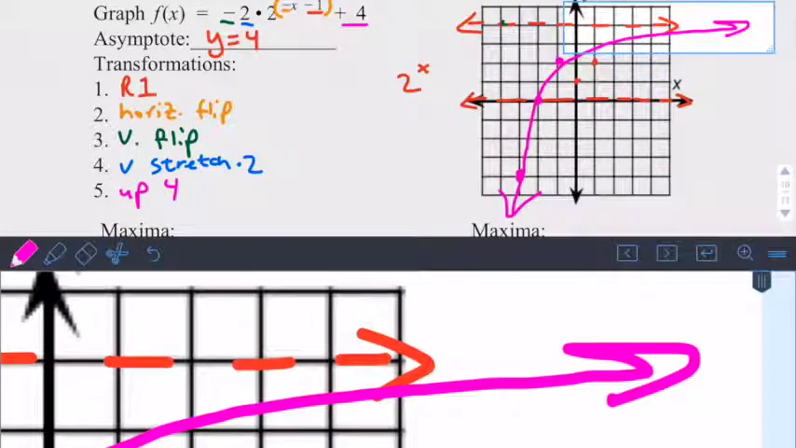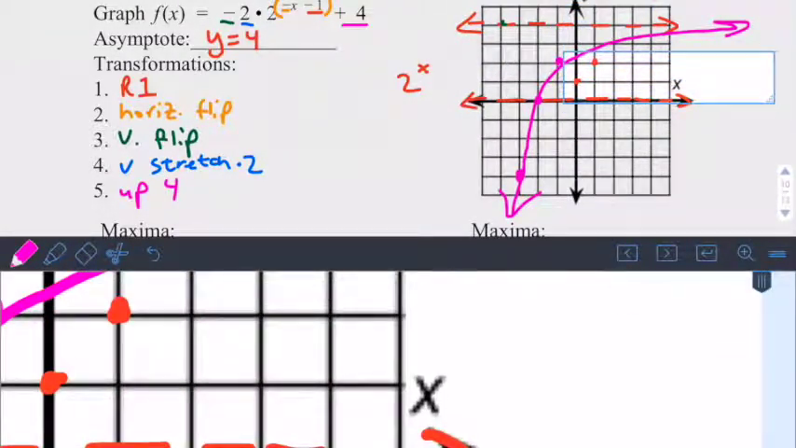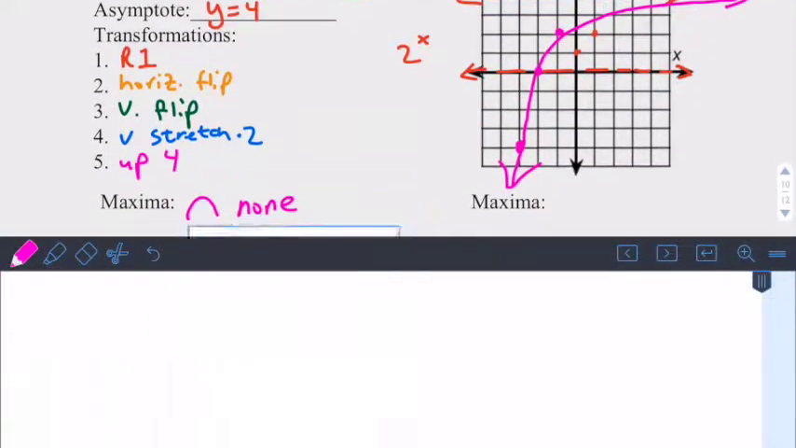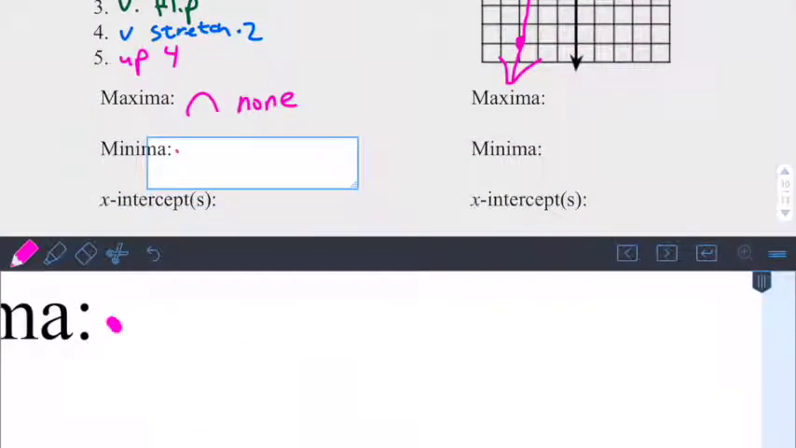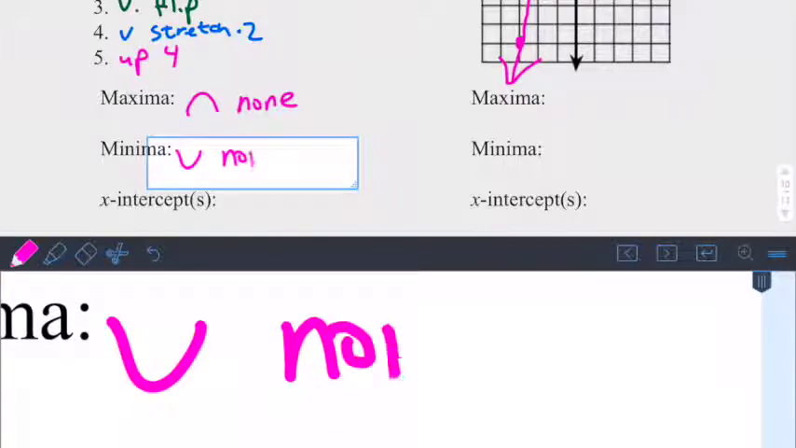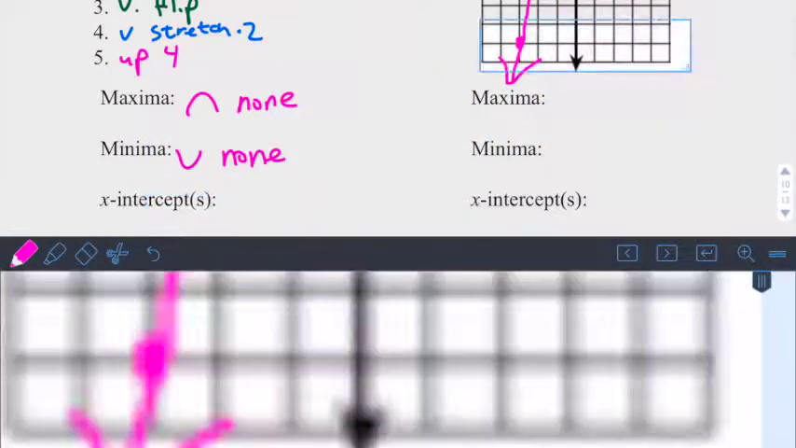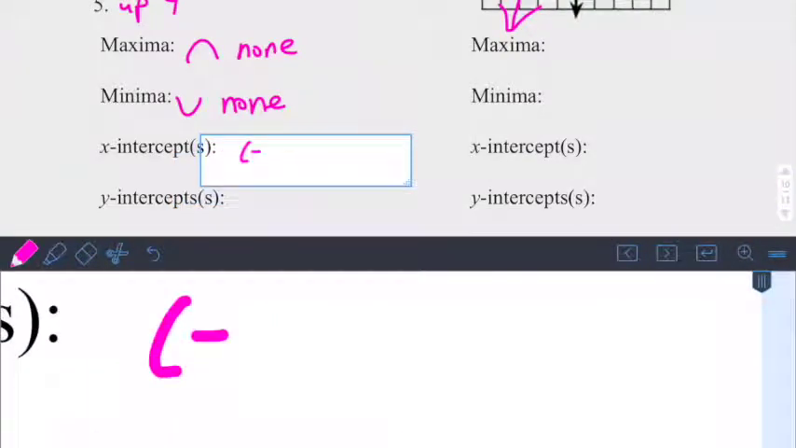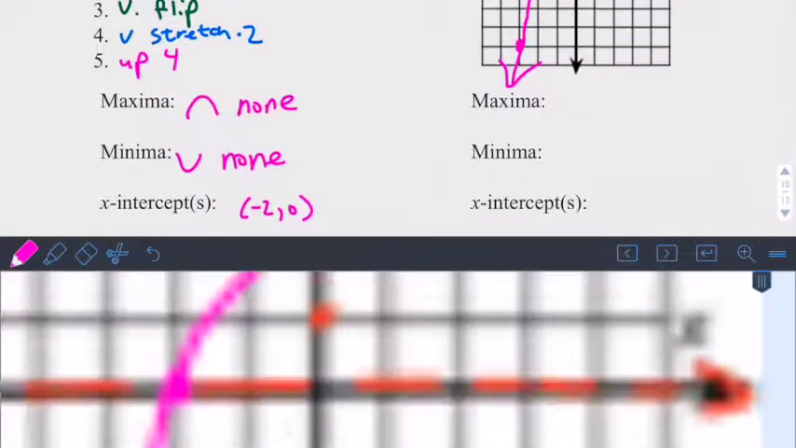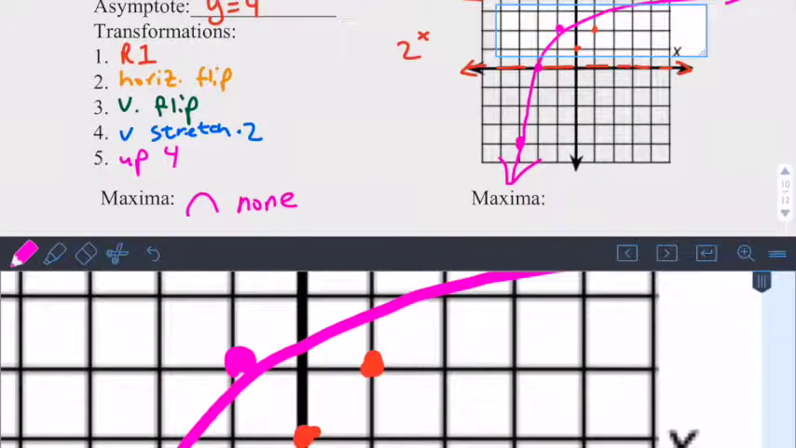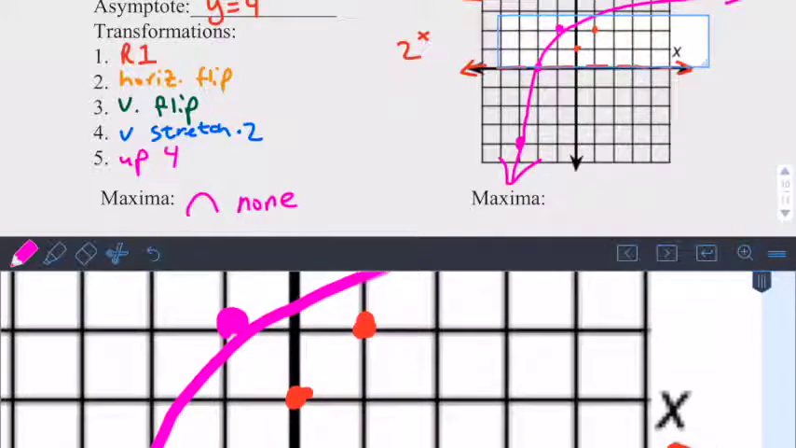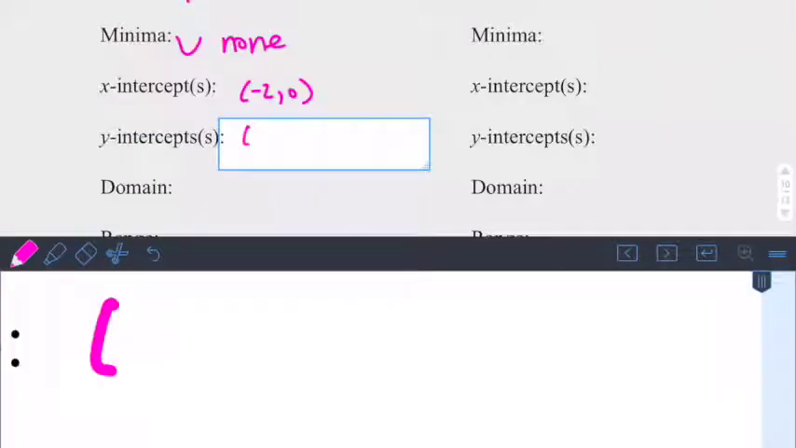Well, you see that it goes up. We never have that little maximum like this. So there's going to be no maximum. And same thing with the little valley, like the hills and valleys, I don't have any of those, so none for minimum. X-intercept is right here at negative 2, 0. Y-intercept is going to be hard to find, right? So I'm just going to estimate it at 0, 2.2.